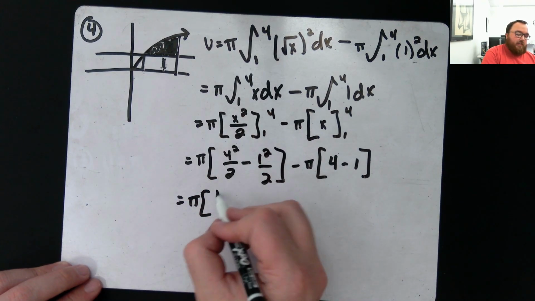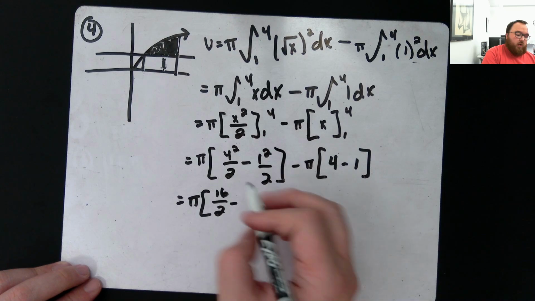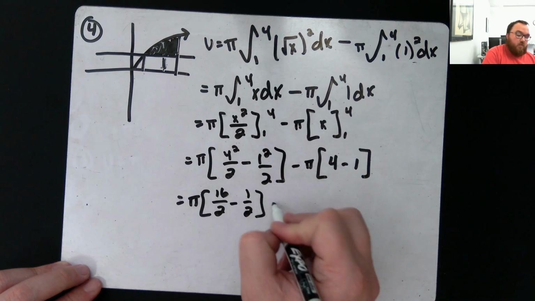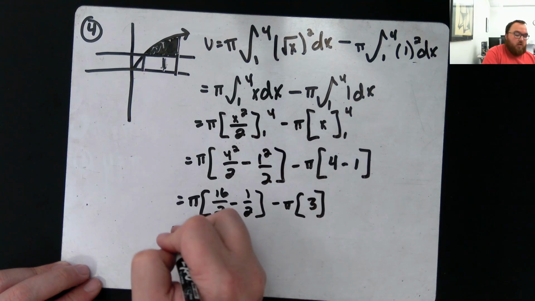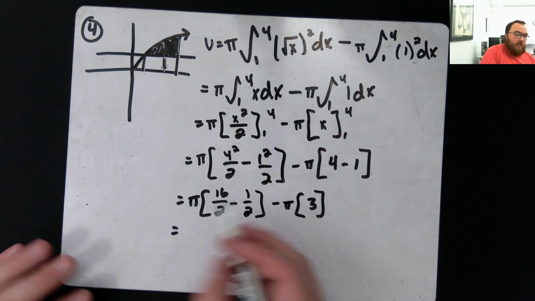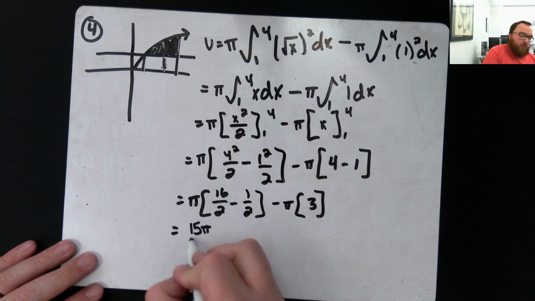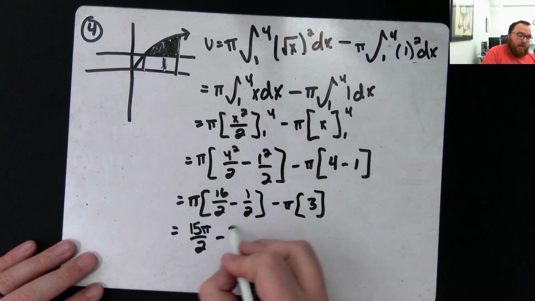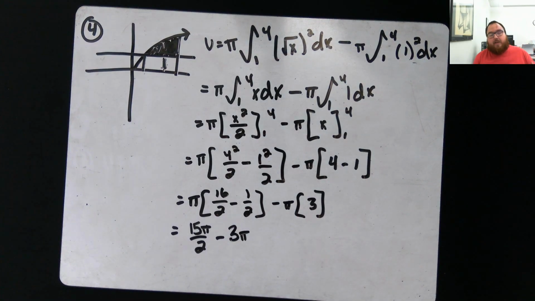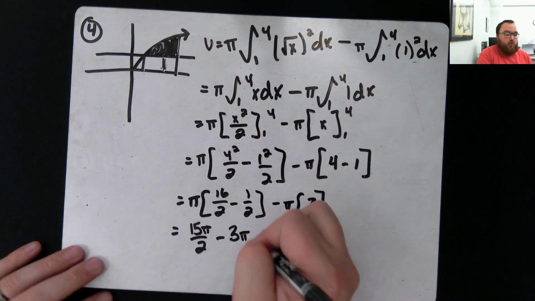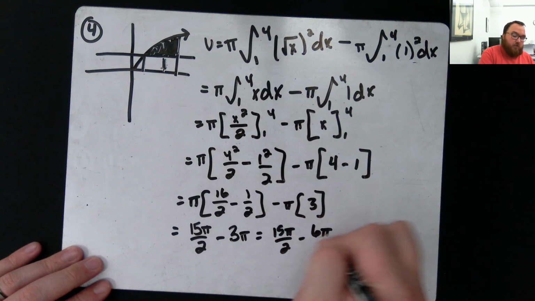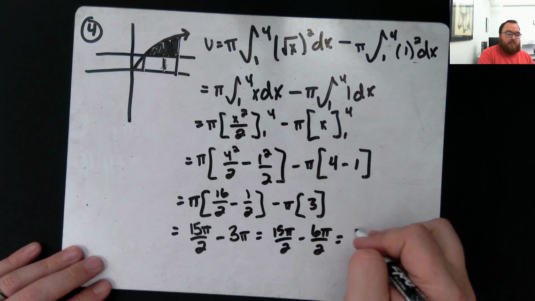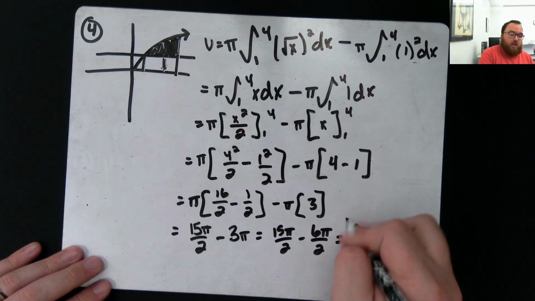4 squared is 16, 1 squared is 1. This one isn't hard, 4 minus 1 is 3. 16 minus 1 is 15, so this one gives me 15 pi over 2 minus 3 pi. Get a common denominator, which would be 2. So 15 pi over 2 minus 6 pi over 2. 15 minus 6 is 9. So 9 pi over 2.